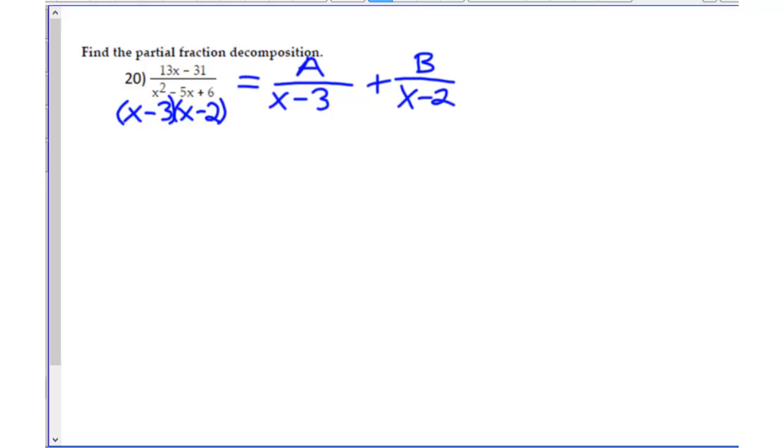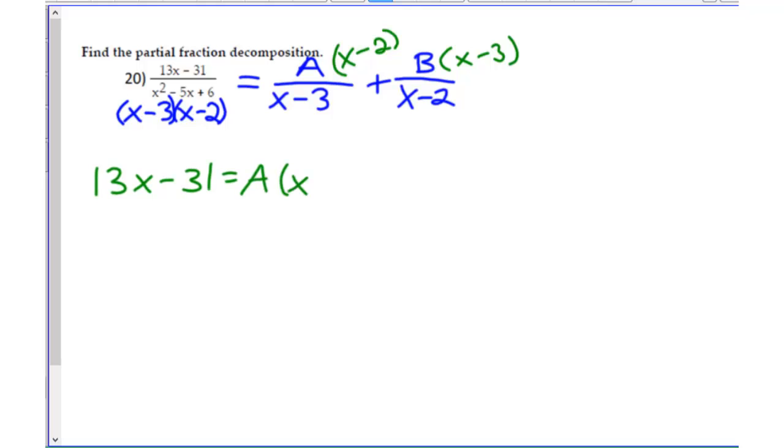And then we figure out, hey, what would I have to multiply by in order to get common denominators? So this one needs x minus 2, and this one needs x minus 3. So that we just take the numerators now and write them out. 13x minus 31 equals A times x minus 2 plus B times x minus 3.